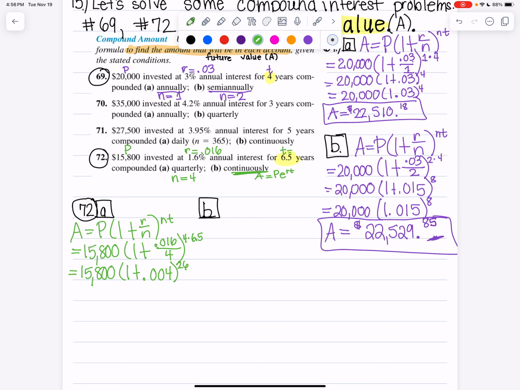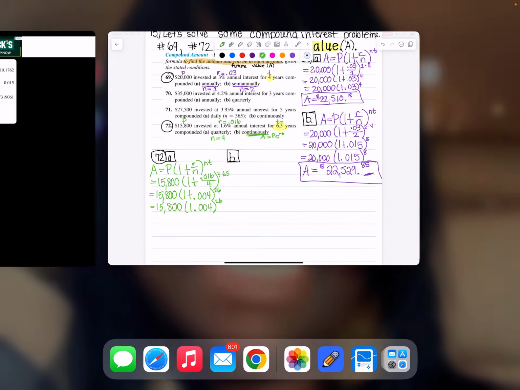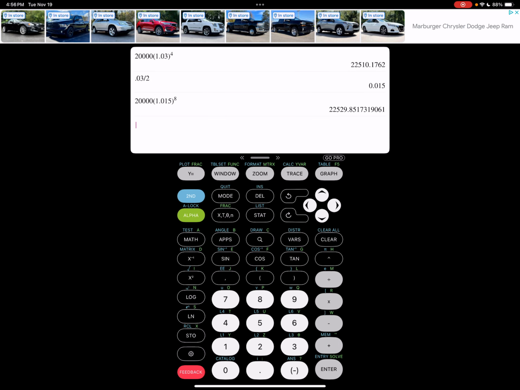Okay. Now you all, can't we combine this right here? Let's combine that. And look what you get when we combine that. We get 15,800 times 1.004, all of this raised to the 26. Now let's put this in the calculator, you all, because that's what you got the graphing calculator for. Okay. Put it in.